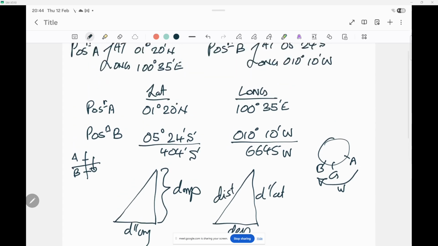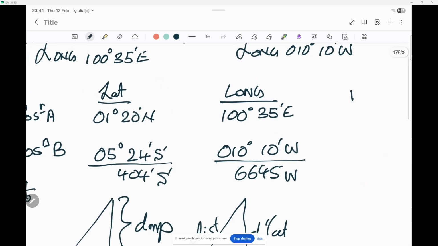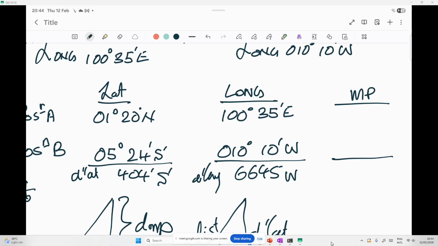And I forgot one thing. Normally, what I do is if I'm doing Mercator sailing, I always write down the DMP as well here. So let's write down the meridional parts as well, so we can easily find out DMP. Because this is D lat, this is D long, and what is the meridional part? Let's look at the meridional part for 1 degrees 20 minutes north. Give me a minute.